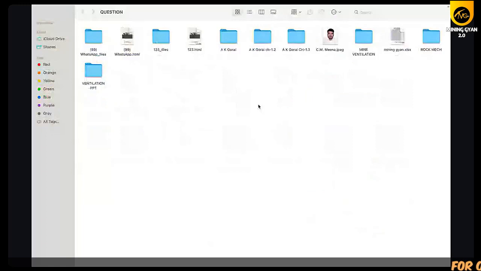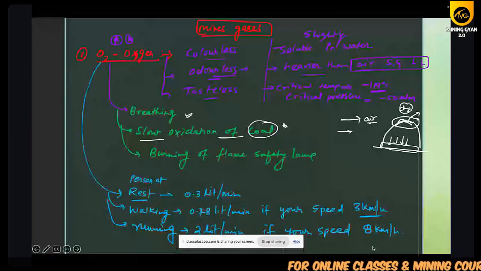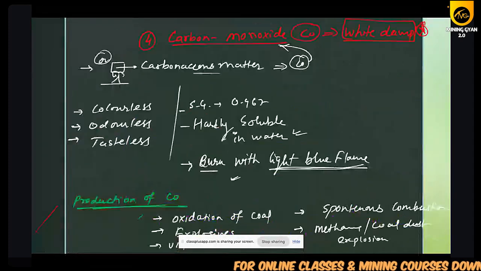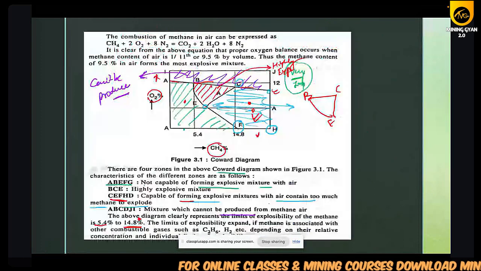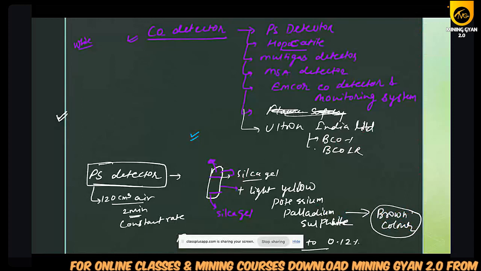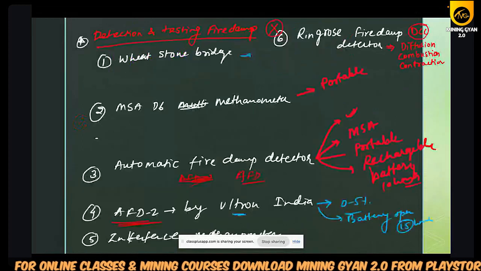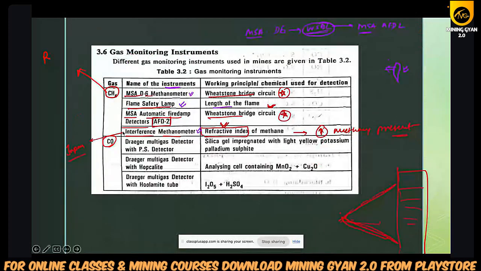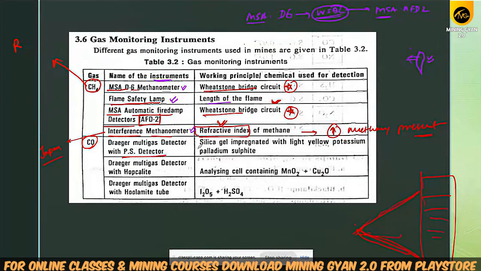First we will revise whatever we have discussed in the last class. Then we will start today's class. We have seen in the last class we started from the CO detector. We have seen the PS detector, where the silica gel is impregnated with the light yellow potassium palladium sulfate.